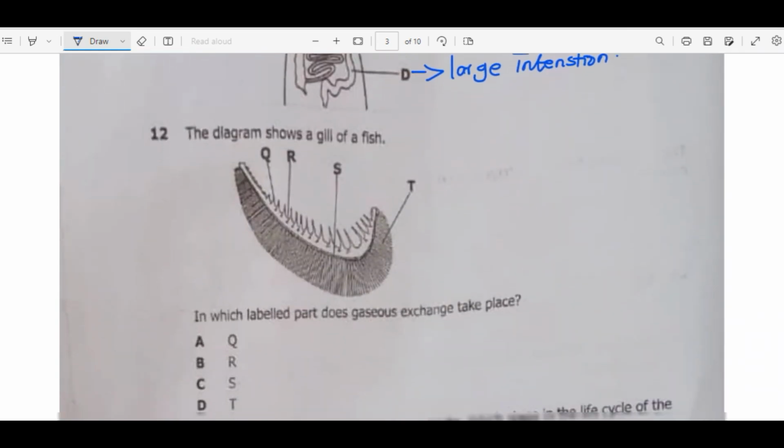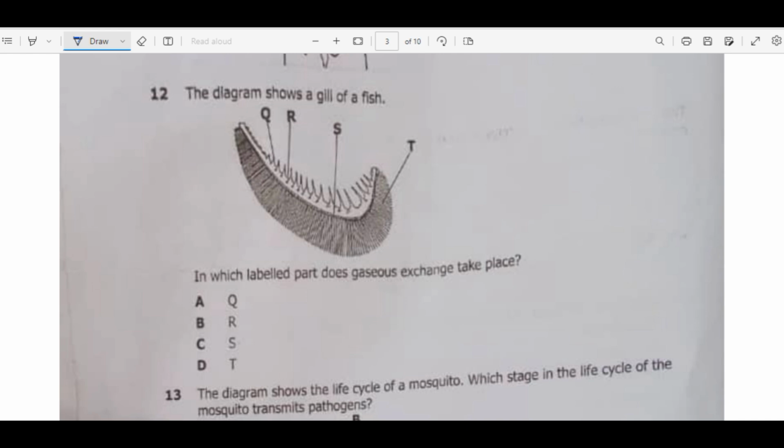question 12. The diagram shows a gill of a fish. In which labeled part does the gaseous exchange take place? So the gaseous exchange has to do with the gill filament. So this question is the same as we want to identify the structure corresponding to a gill filament from the letters Q, R, S, T. So the structure is T. T is a gill filament. The gill filament works the same as the lungs or alveoli in the human body. So this is where the gaseous exchange of fish occurs.